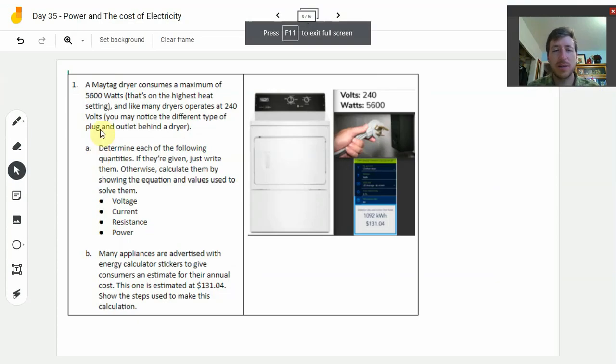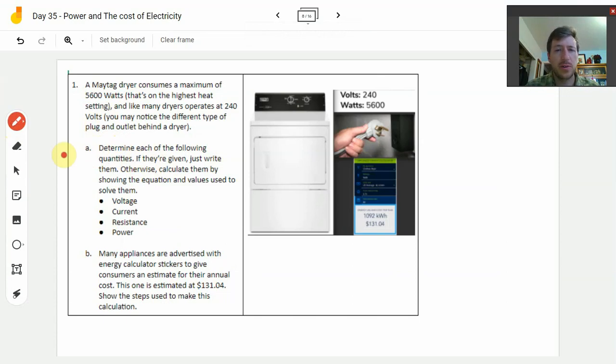Alright, so this is the video key for the problem set on circuits. Going over some different electrical devices, how we can calculate unknowns, and how we can calculate their cost to use.